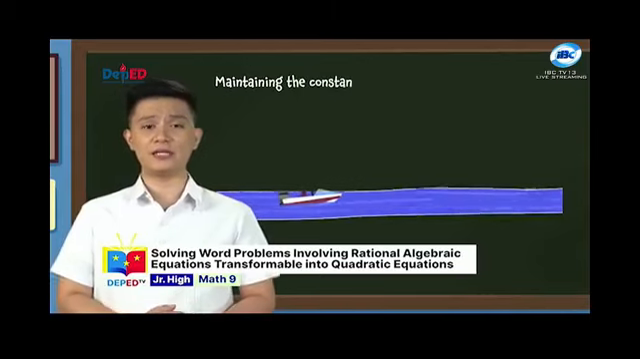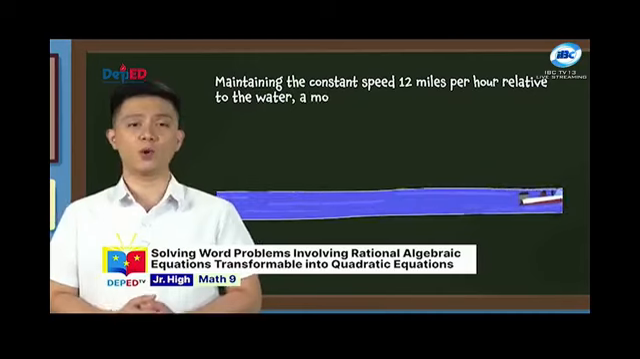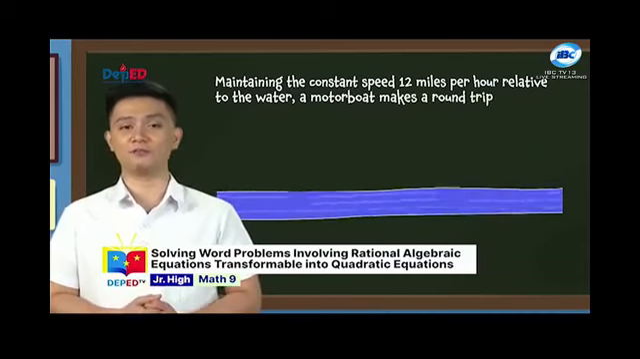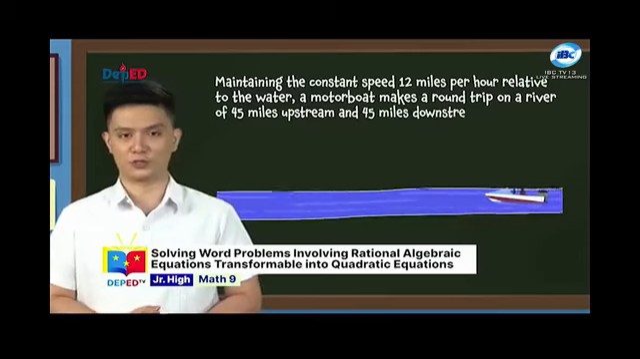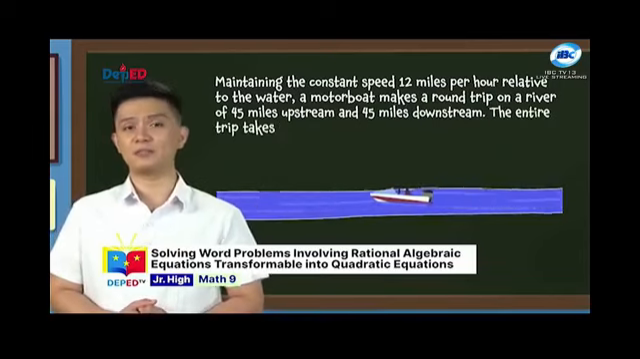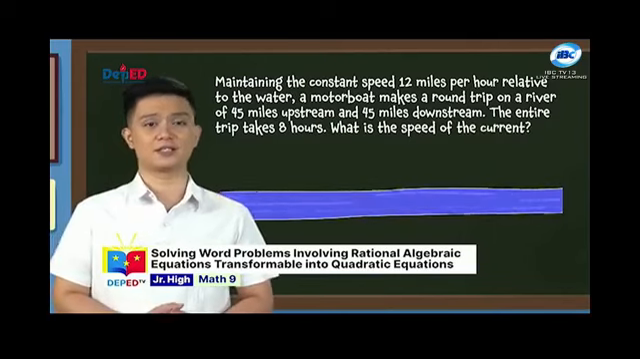Problem number 2. Maintaining the constant speed 12 miles per hour relative to the water, a motorboat makes a round trip on a river of 45 miles upstream and 45 miles downstream. The entire trip takes 8 hours. What is the speed of the current?